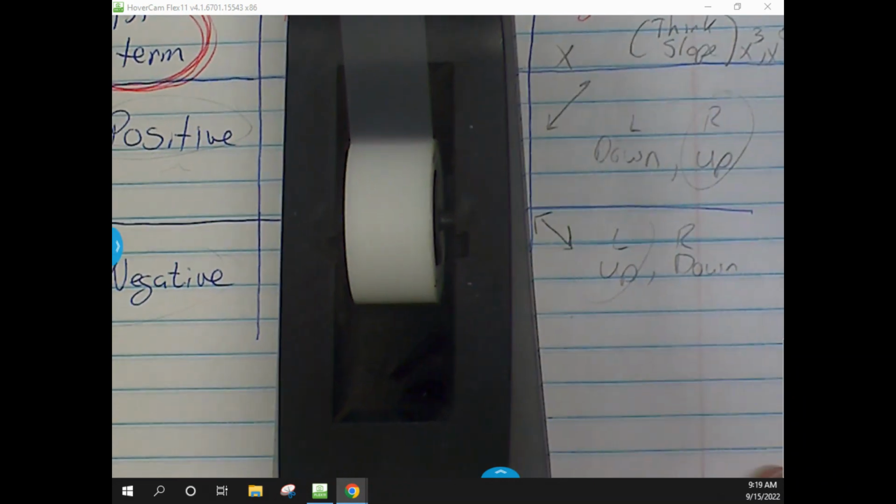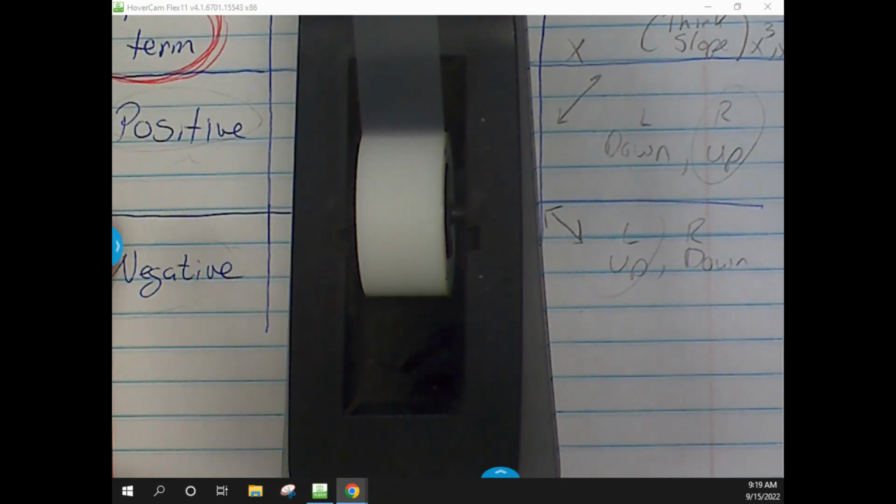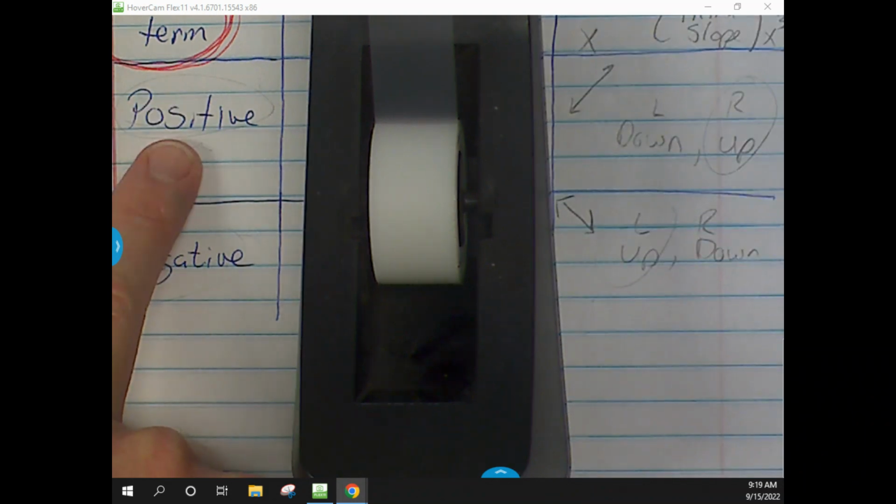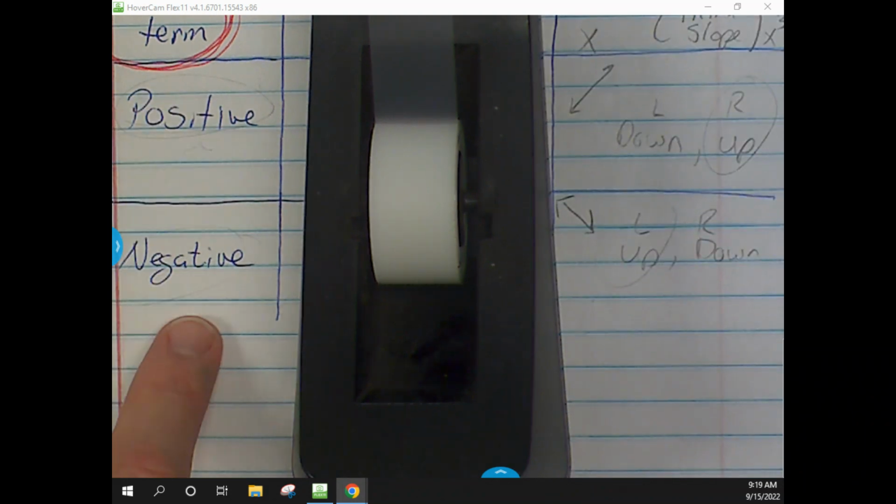or x to the third, x to the fifth, you got to think slope. And the sign tells you which side is up. If the first term is positive, you know the right side is up. If the first term is negative, then you know the left side is up, because we're either looking at the right side of the graph or the left side of the graph. Don't think about that.